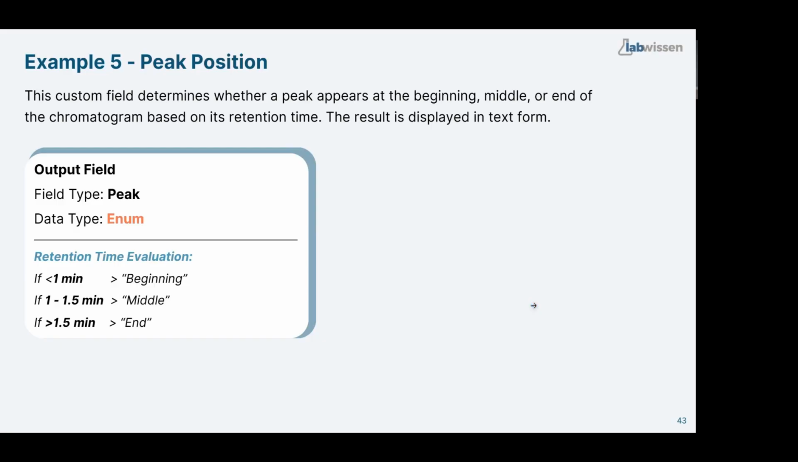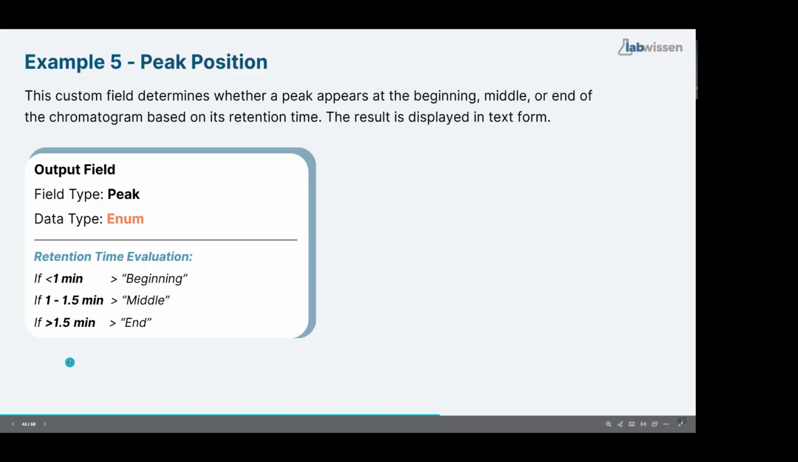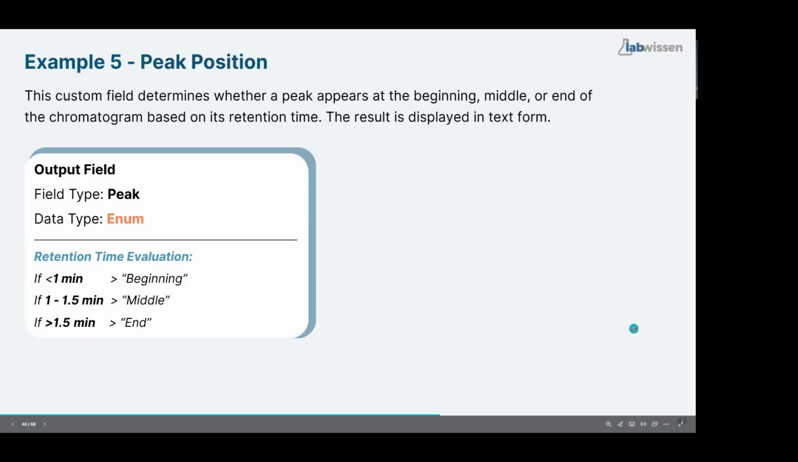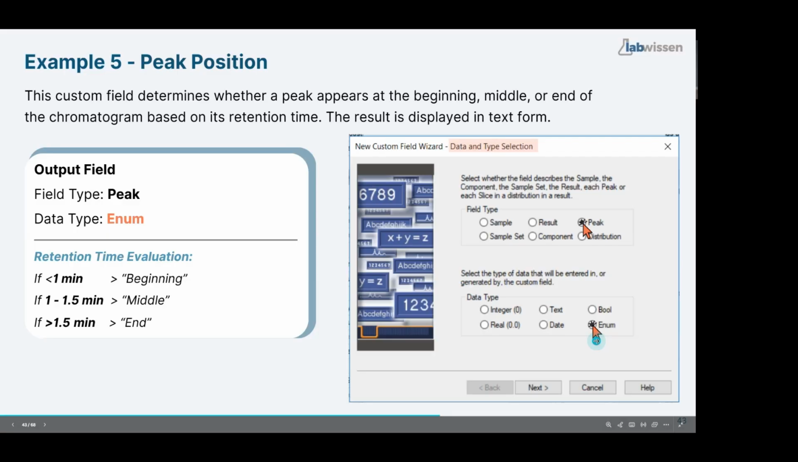Let's take a closer look here. So we have 3 questions. If the retention time of the peak is less than 1, I want to get the answer beginning. If the retention time lies between 1 and 1.5, it's middle. And if the retention time is greater than 1.5, then I should get the answer end. So I hope it's clear what I want this custom field to do. I select peak, I select enum, enumerated.